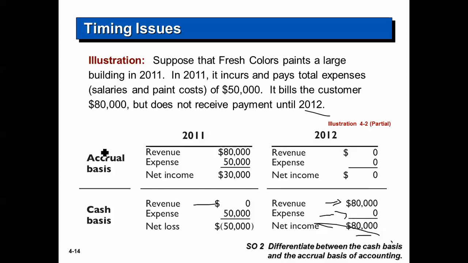The accrual basis says, okay, look, you earned the revenue in 2011, you recognize it. You incurred the expenses, therefore your net income in 2011 is $30,000, and nothing happened with regards to this contract in 2012. The fact that we received the money simply means that they paid their accounts receivable.